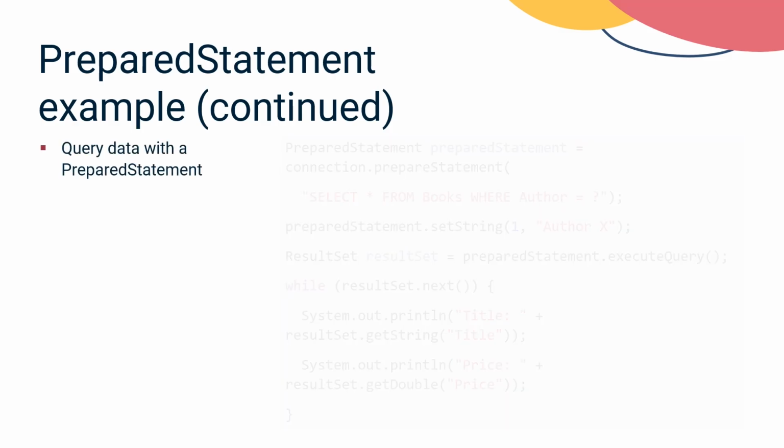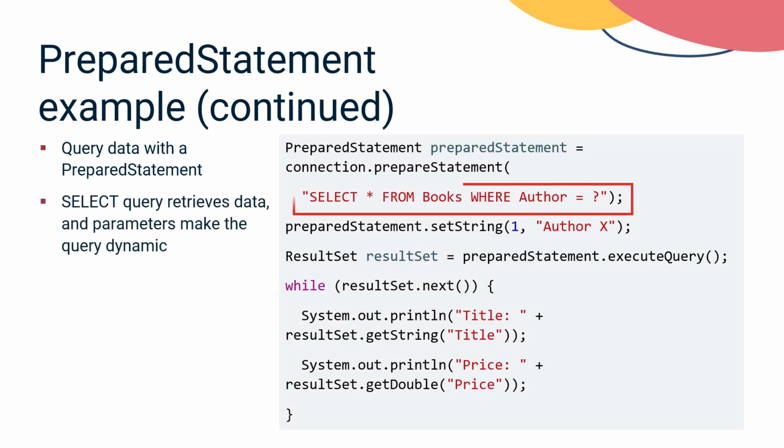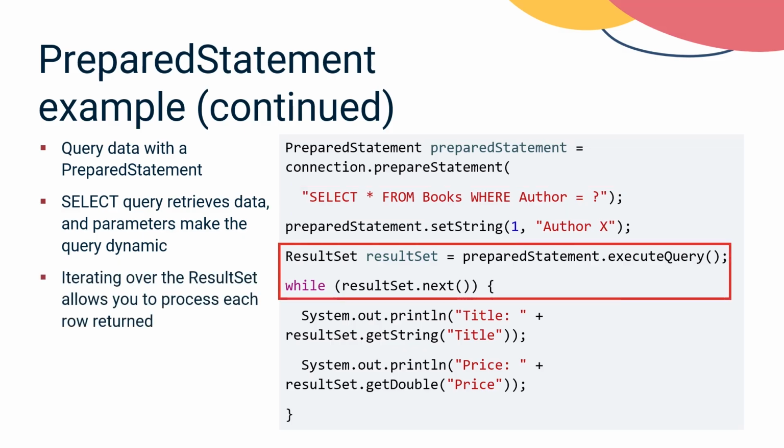This is an example of using a prepared statement object to query existing data. In this code, the select query retrieves the data and the parameters make the query dynamic. Iterating over the result set allows you to process each row returned.